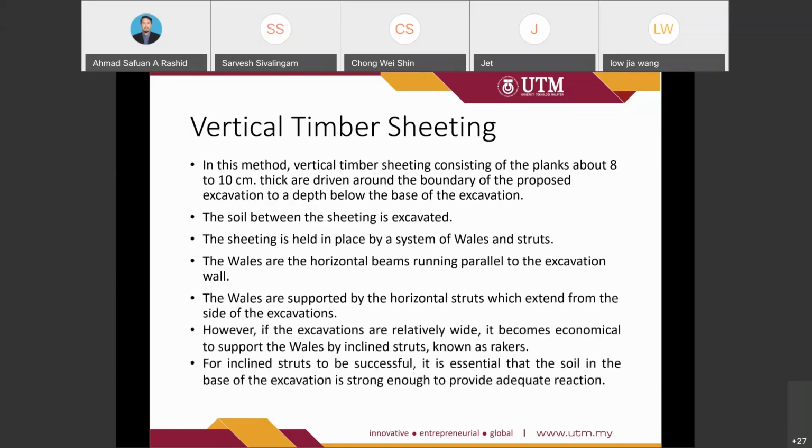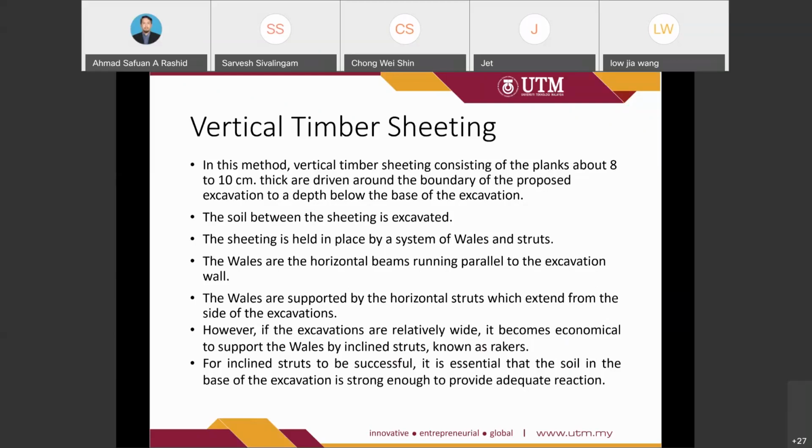For example, for vertical timber sheeting, in this method, planks about 8 to 10 centimeters thick are driven around the boundary of the proposed excavation to a depth below the base of the excavation. The soil between the sheeting is excavated. The sheeting is held in place by a system of wales and struts. The wales are horizontal beams running parallel to the excavation wall, and they are supported by horizontal struts which extend from the sides of the excavation.